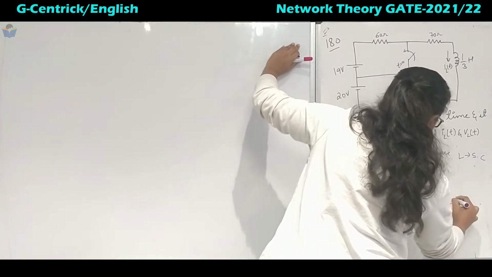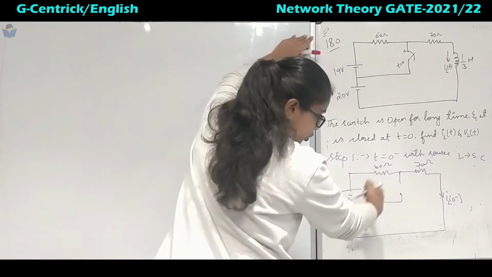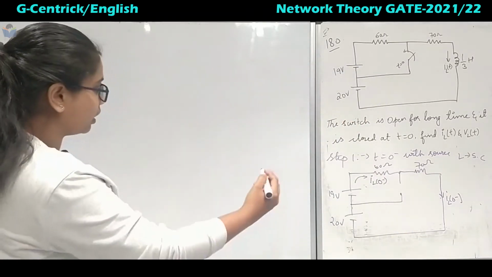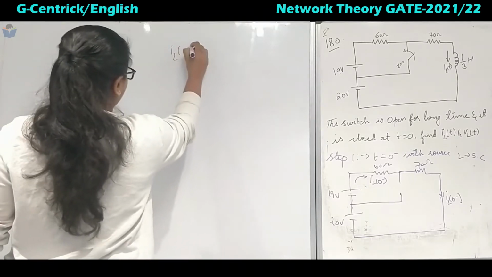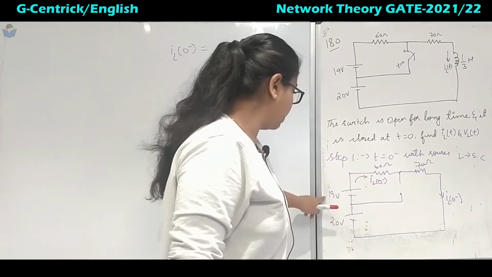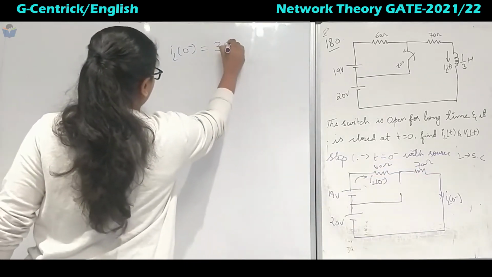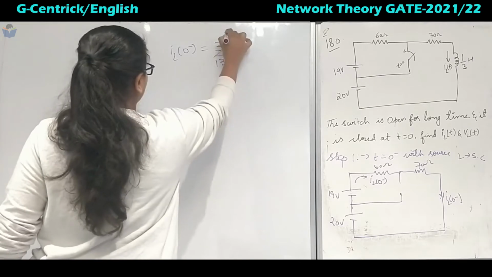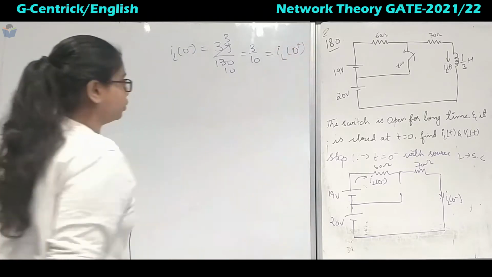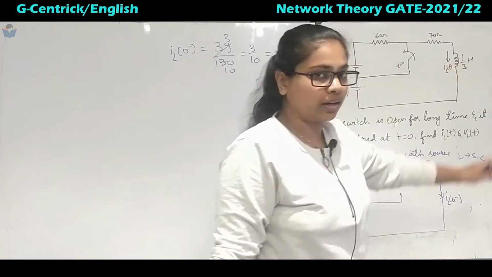The current flowing through this is IL of 0 minus. Since this is open, the same current flows in this one, that is IL of 0 minus. We can find IL of 0 minus using KVL. 20 plus 19 is 39, 39 divided by 130, which comes out to be 3 by 10 amperes, which is also true for IL of 0 plus. So we got our first expression. Since this is an inductor, we are going to find the current through the inductor.